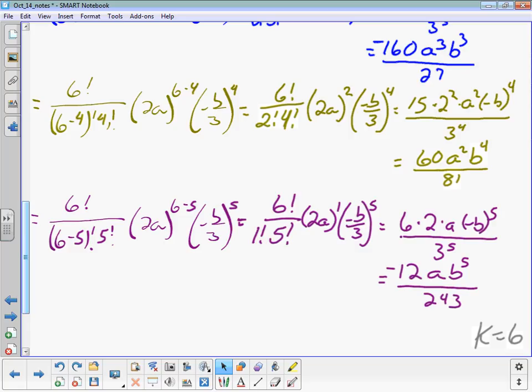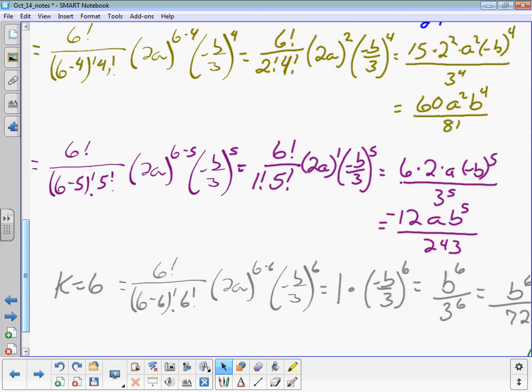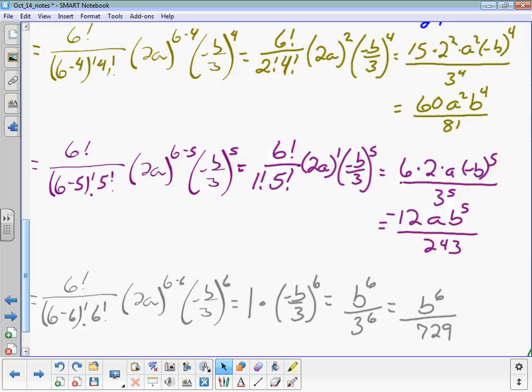We're not done because we got to get k to equal 6. So I put the 6 in for the k. I run it through the formula. Clean it up. I'm left with b to the 6 over 729. Because like the very first one, 6 minus 6 factorial is 0 factorial, which is 1. Which leaves me a 6 factorial over 6 factorial. These cancel. The 2a gets a 0 power, which means it cancels. I'm only left with the negative b over 3 to the 6th power. So that's the only thing I have left there.